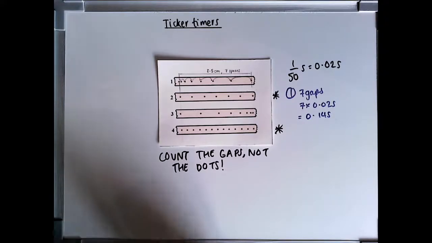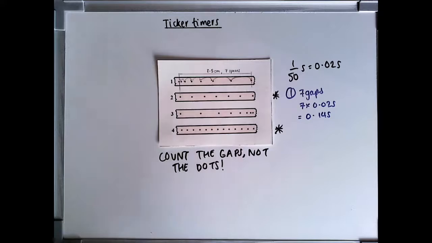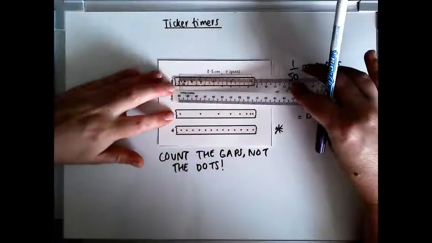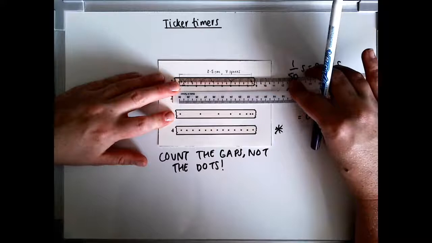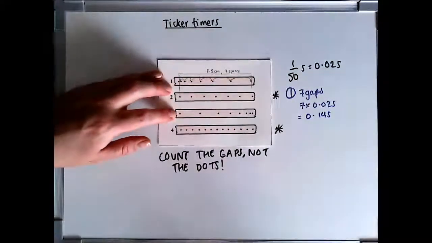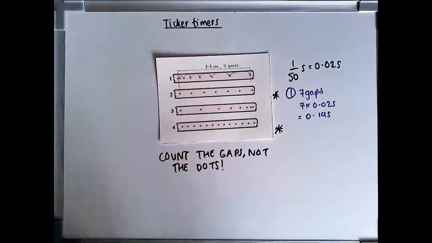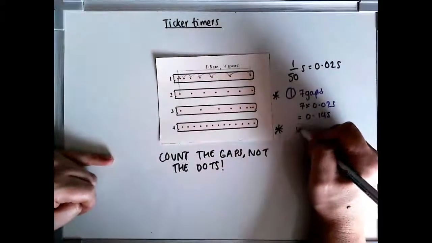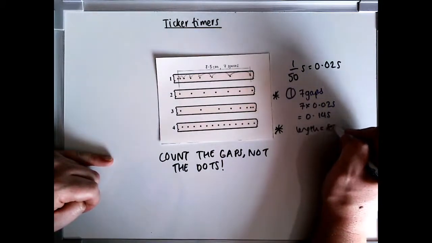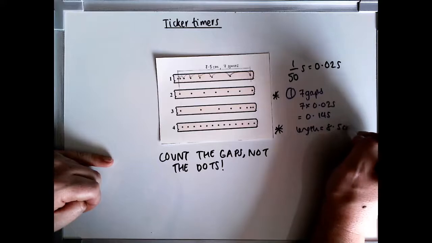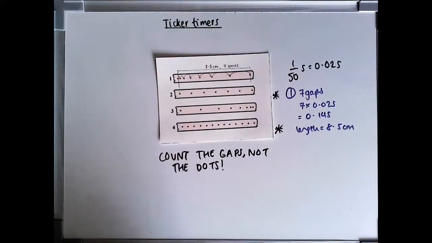Okay, now the other thing I can do is I can physically get a ruler on my piece of paper and I can measure the distance that the paper travelled, and that was 8.5 centimetres. Okay, so I know that for number 1 the length was 8.5 centimetres. Okay, now we know the speed equation.